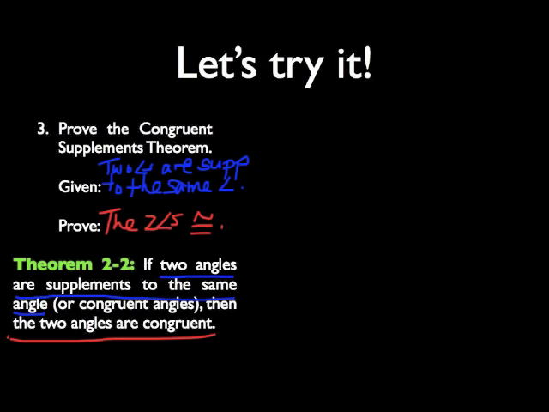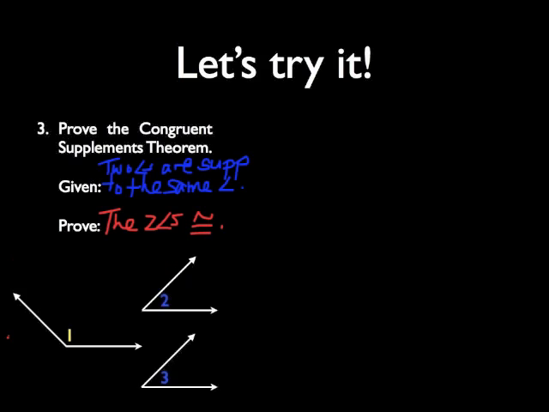So something that's going to help us out quite a bit is if we have a figure. So let's take a look at this figure here. Notice that we have two angles, angle 2 and angle 3, and they're going to be supplementary to angle 1. So instead of having this two angles are supplementary to the same angle, let's name the angles. So let us say angle 2 is supplementary to angle 1, and angle 3 is supplementary to angle 1.